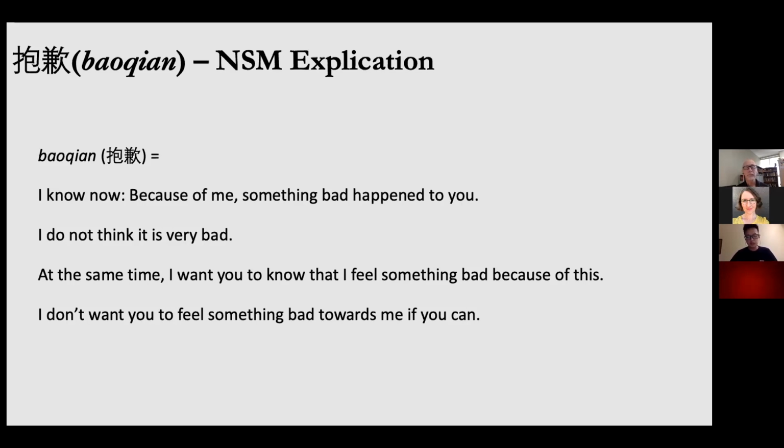So then I move on to the first two parts, which are different from 对不起. Firstly, I know now that because of me something bad happened to you, and this is not as direct as in 对不起, where the explication is just I've done something bad to you. So in this case, 抱歉 is me acknowledging that yes, perhaps because of me, or perhaps because of certain circumstances, something bad has happened to you. However, that is not a fault on my part. So this is the main difference.